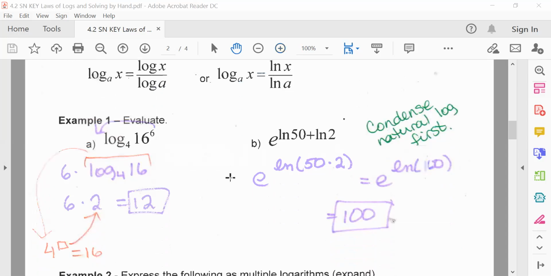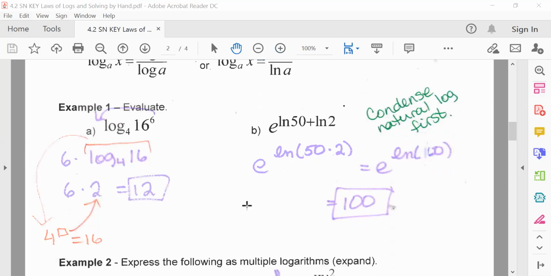So to evaluate using those log rules, we want to apply those properties on the first page, those properties of logs, and we want to try to get this as simplified as possible. There's a couple different types of problems. When this says evaluate, that means the answer we're looking for is a number.